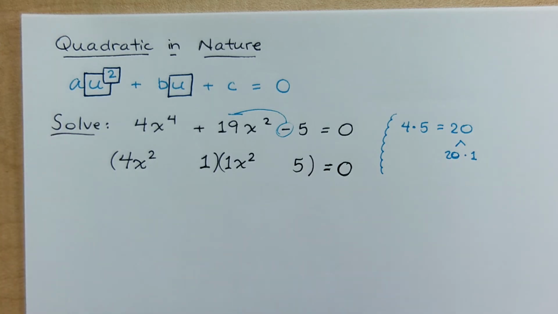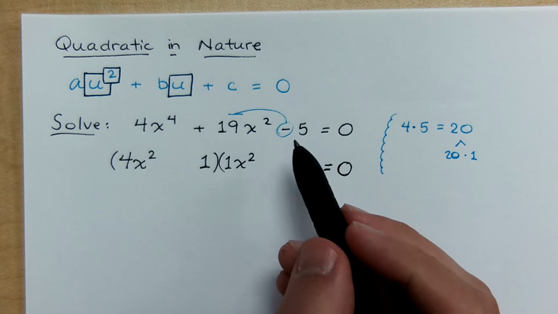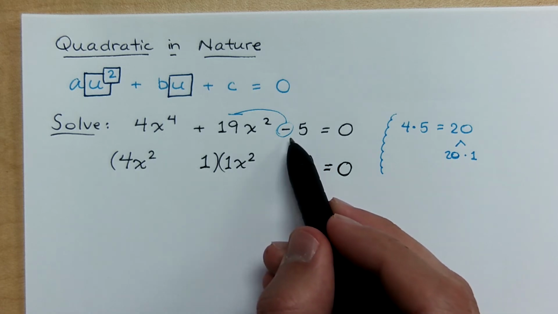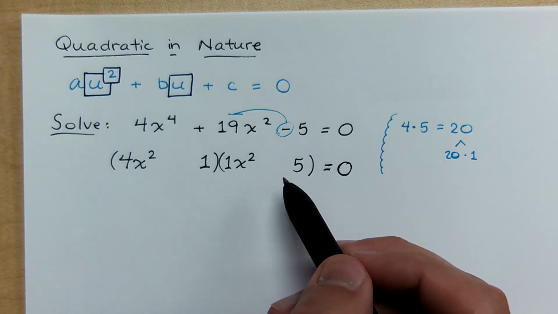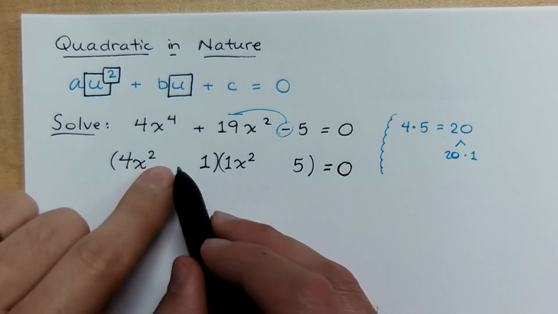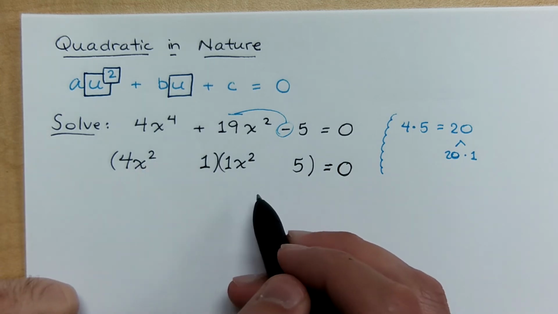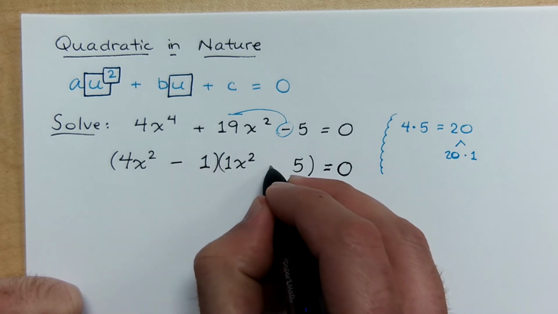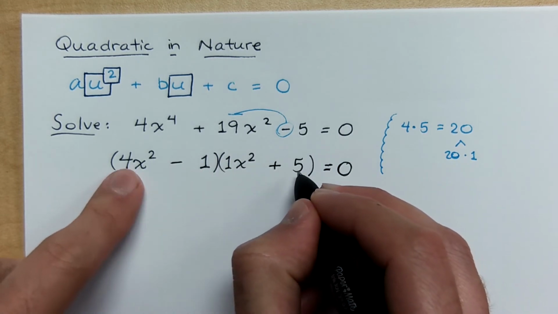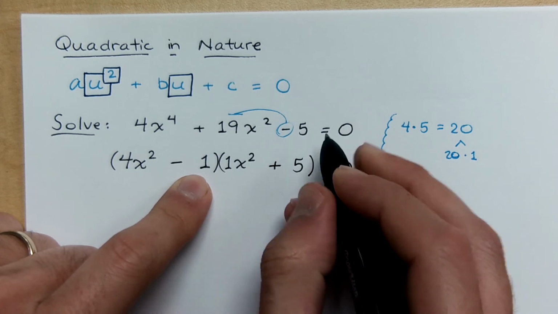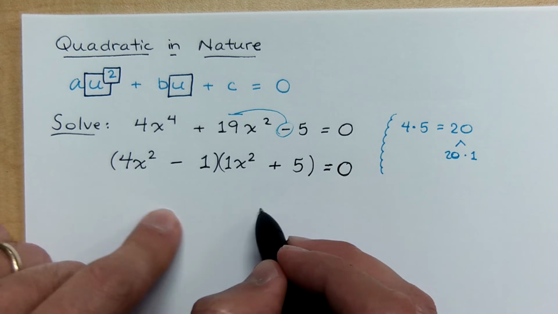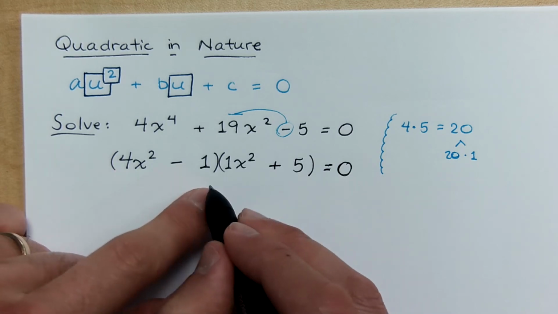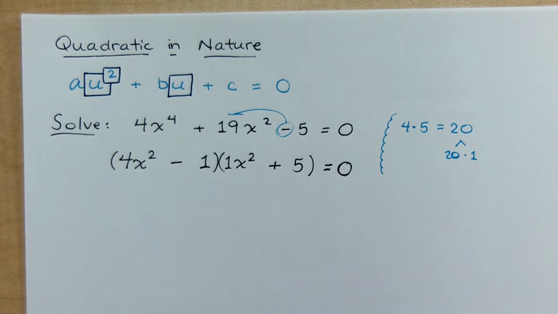Talk to me about your signs. What signs would you have to have so that you multiply to get a negative 5? You need a negative and a positive, so which is which? What goes here and what goes here? If we do a negative 1 and a positive 5, that negative 1 times positive 5 still gives me negative 5. When you check the rest of this, this is a minus 1x squared plus 20x squared. So plus 20 minus 1 gives me the 19x squared. So we're good to go there.